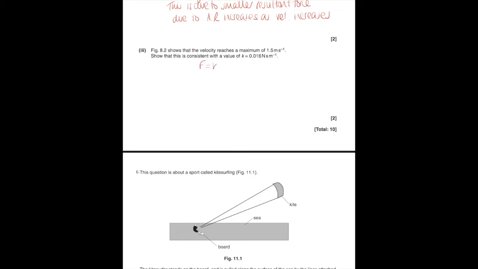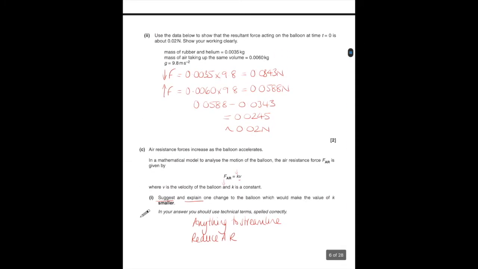Now with this one, we're using this relationship F equals kV. The graph shows that velocity reaches a maximum of 1.5. Show this is consistent with a value of k of 0.016. This is again where you need an earlier part of the question. Earlier on, we worked out the resultant force back up here. This was the resultant force at time t equals 0. Remember, at t equals 0, there was no air resistance.